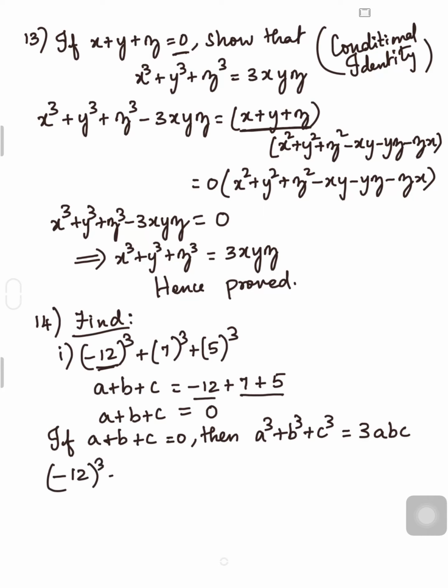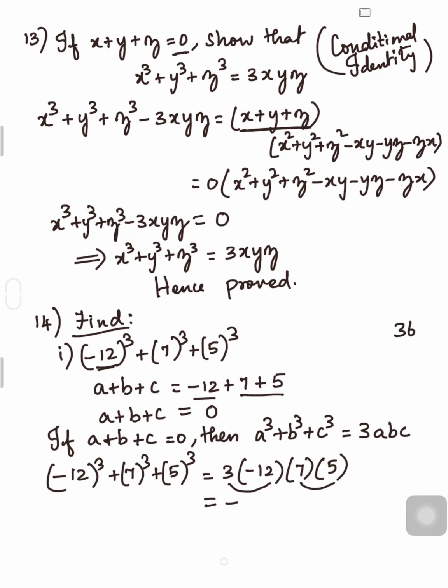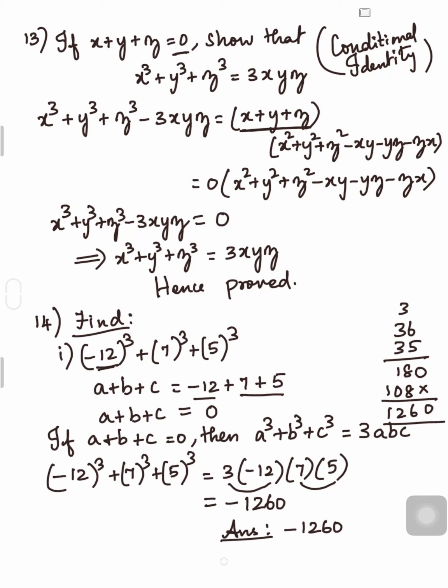So minus 12 the whole cube plus 7 the whole cube plus 5 the whole cube is equal to 3 into what is a here? Minus 12. What is b here? 7 into what is c? 5. So there is a minus here. So minus 3 into 12 is 36 into 7 5s are 35. So multiply that, 6 5s are 30, 3 180, 6 3s are 18, 108. So 0, 16, 2, 1. So it is minus 1260. So what is the answer? Minus 1260. Hope it's clear, children, right?